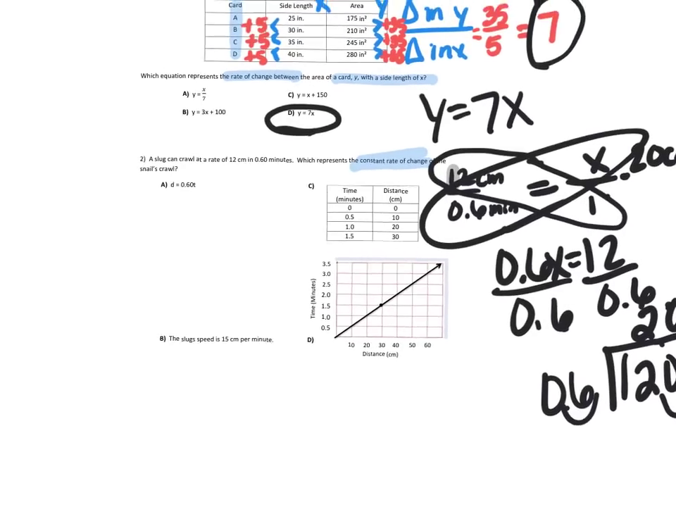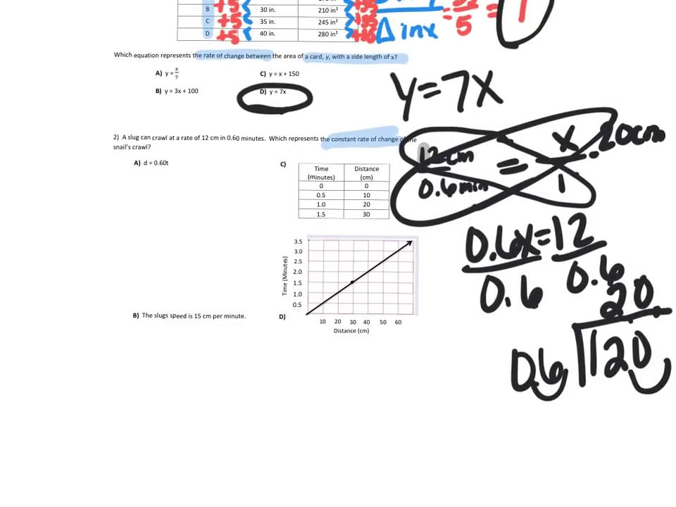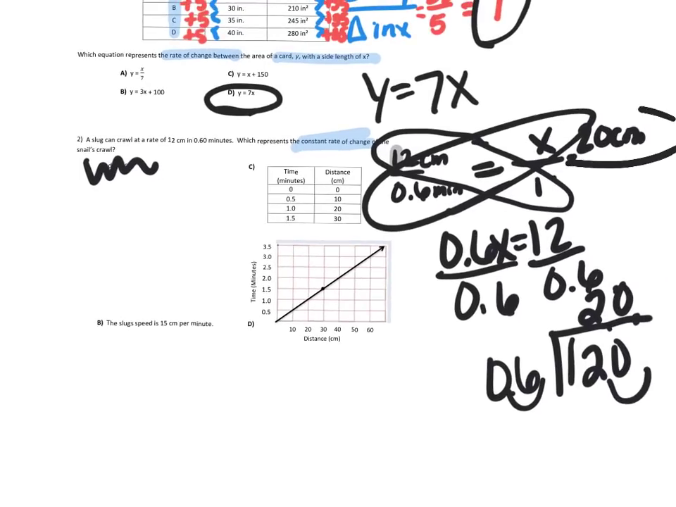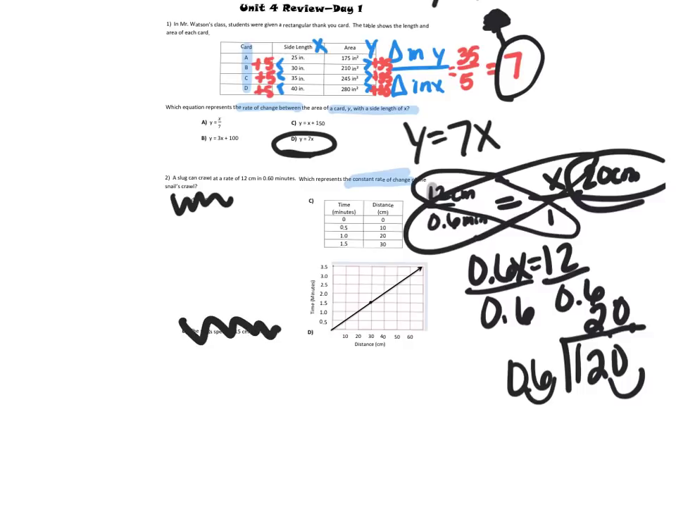So I need something that represents that, okay? So right here, this says 0.6t. That really doesn't represent 20 centimeters in a minute. That doesn't even represent the 0.6 over 12, or 12 over 0.6 that we had earlier. Okay, so that's out. The slug speed is 15 per minute. No, we just figured out it's what? 20 centimeters per minute. Okay, so that's not it.